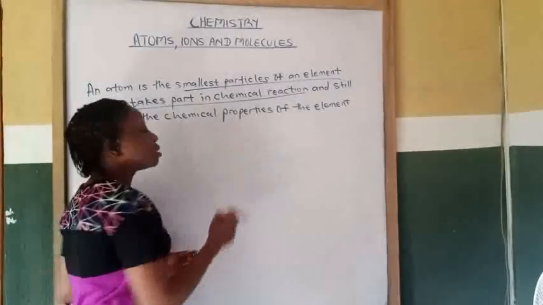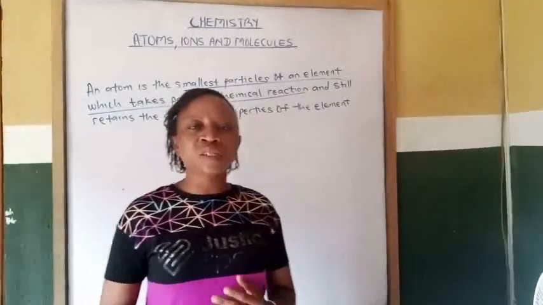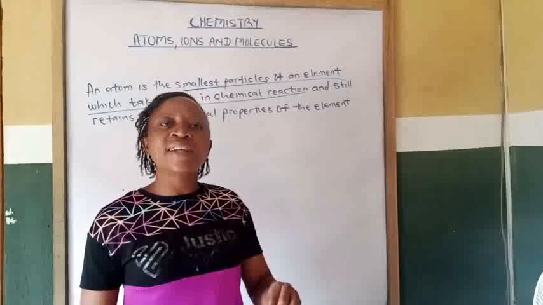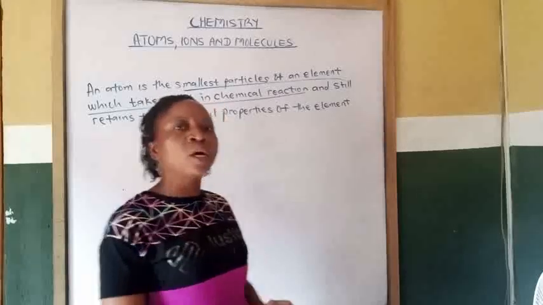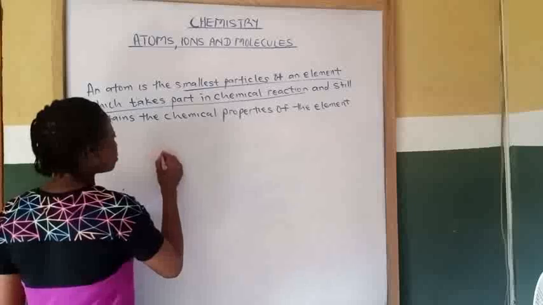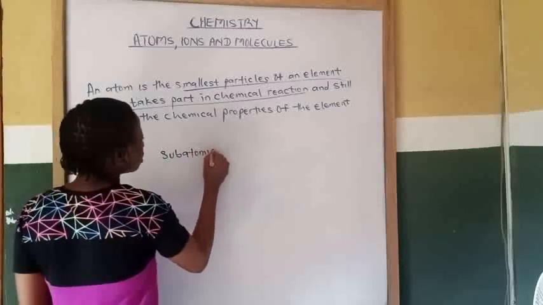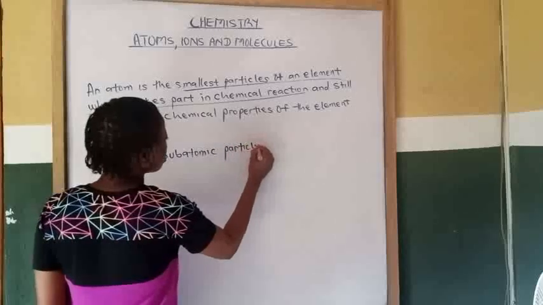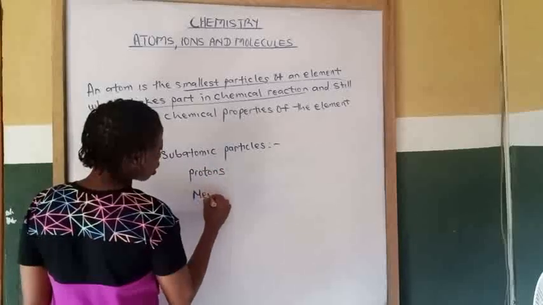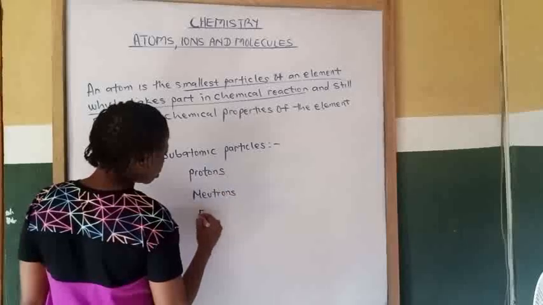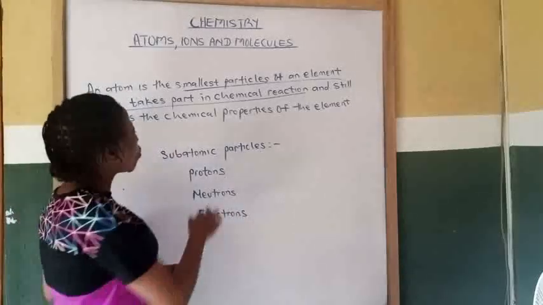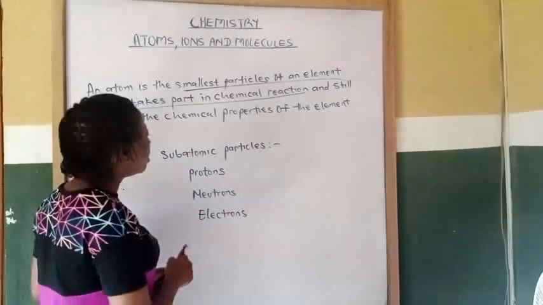Three scientists, J.J. Thomson, Ernest Rutherford, and James Chadwick, discovered other particles inside an atom. They discovered particles inside an atom called subatomic particles. So what are the subatomic particles? They are the protons, neutrons, and electrons.